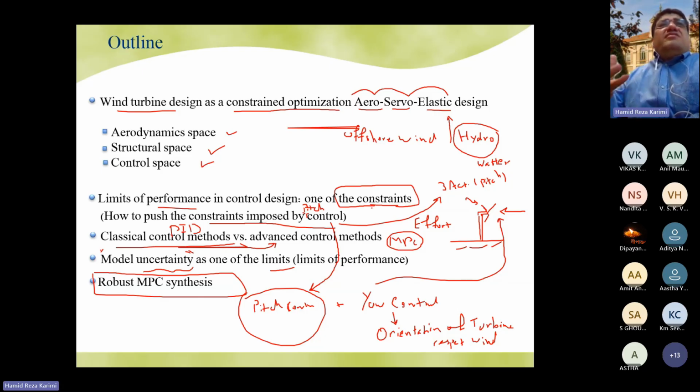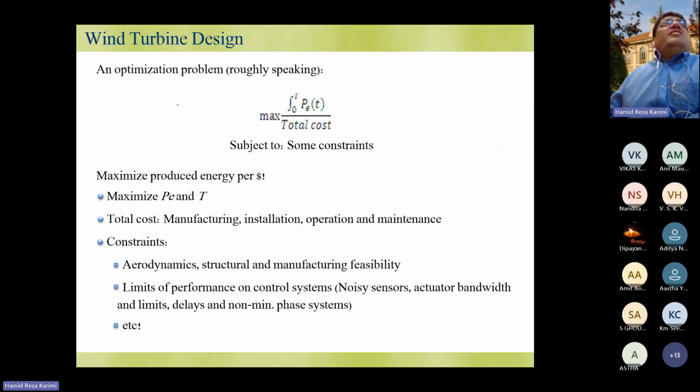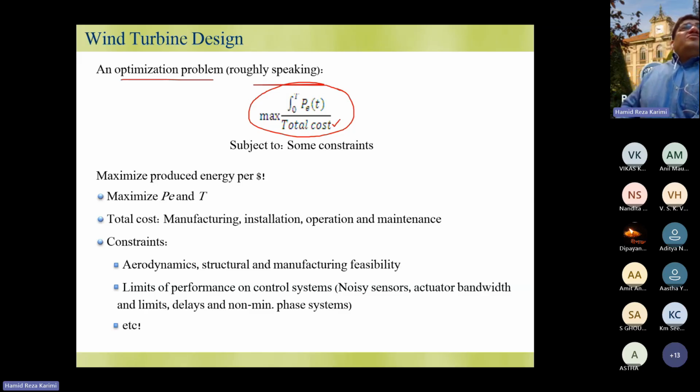So based on this motivation, this is the reason why they need to look at some advanced control and try to design better and better control. About the optimization problem, you can look at the constant energy side, because of the maximum power versus the total cost. It means the cost is also one of the challenges.